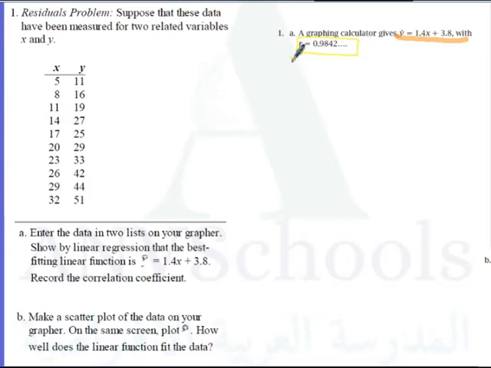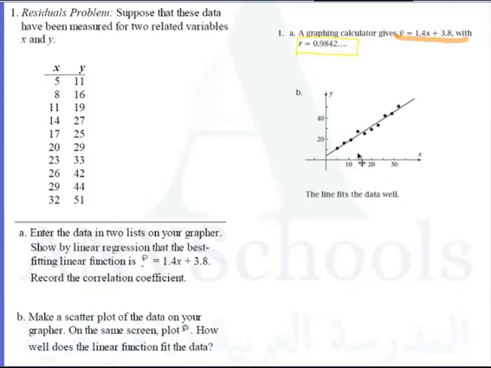Number two, make a scatter plot of the data on your grapher. On the same screen, plot y hat. How well does the linear function fit the data? So we don't need to do it manually. In your grapher, you should be able to obtain this for letter B.